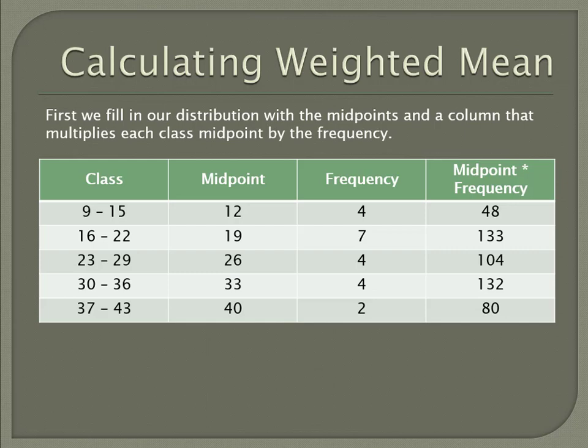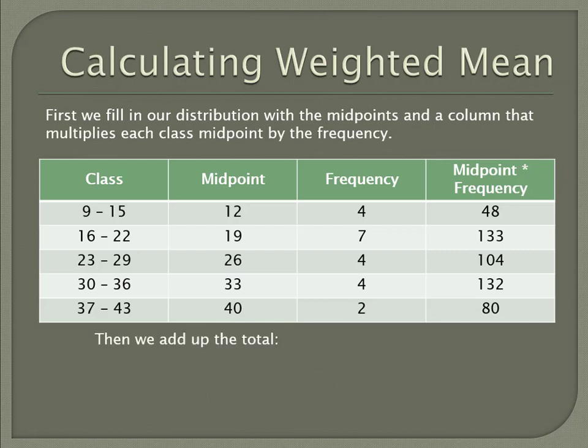Next, what I did is I multiplied all of my midpoints times my frequencies. So 12 times 4 is where I'm getting the 48 from. 19 times 7 is the 133. 26 times 4 is 104. 33 times 4 is 132. 40 times 2 is 80.